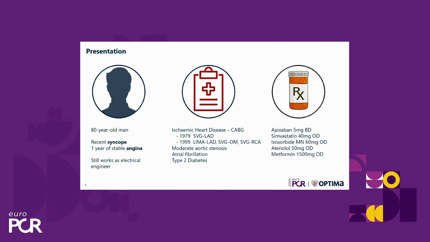He is physically active and still works as an electrical engineer. His history includes coronary artery disease, for which he had 2 coronary artery bypass grafting in the past. He also has atrial fibrillation, for which he takes apixaban, and type 2 diabetes, for which he takes metformin. His medications are listed on the right. His blood tests were largely unremarkable.